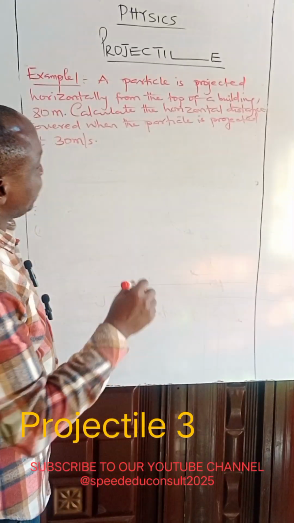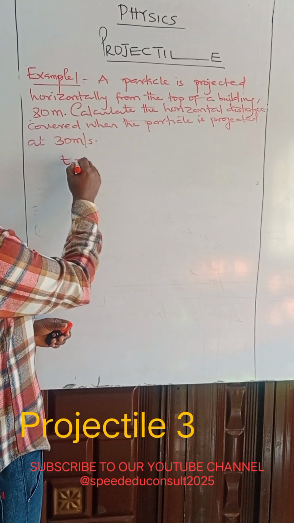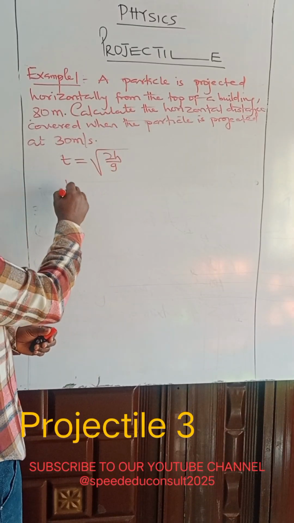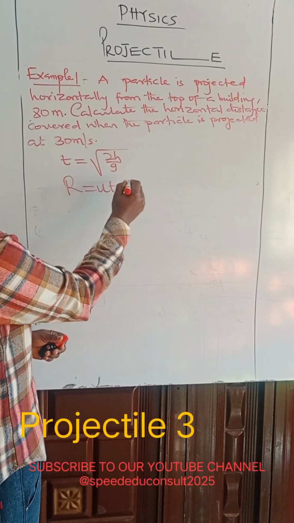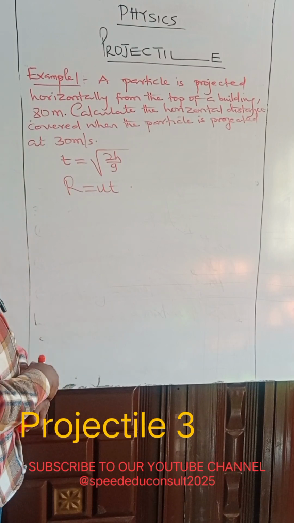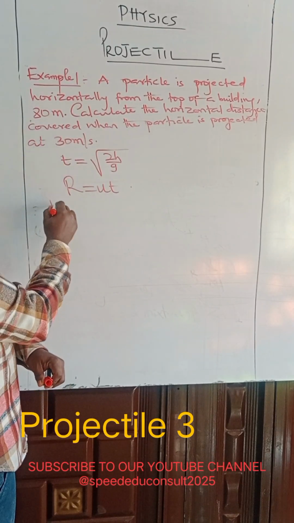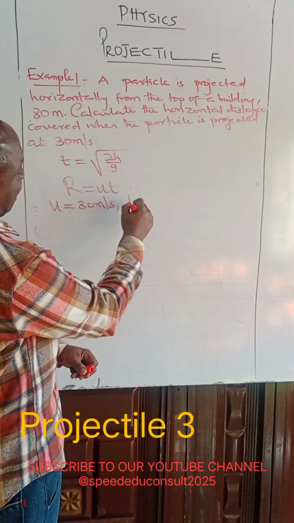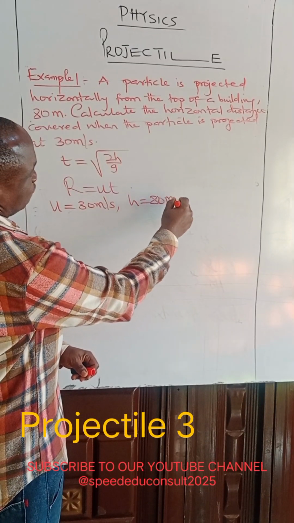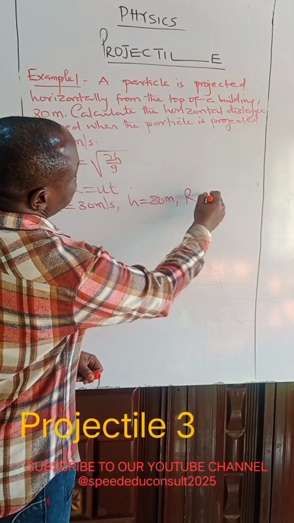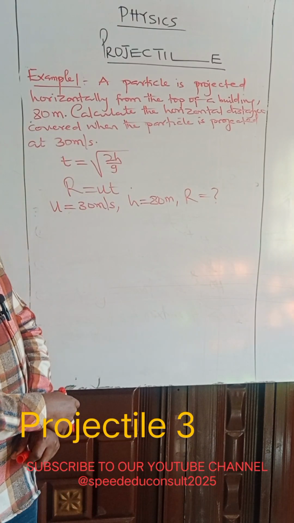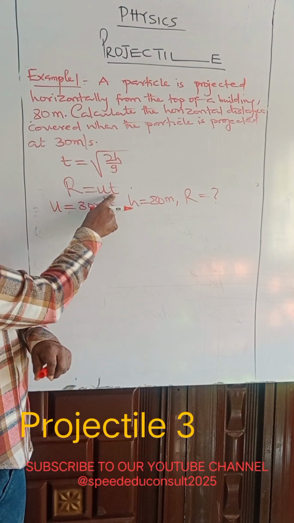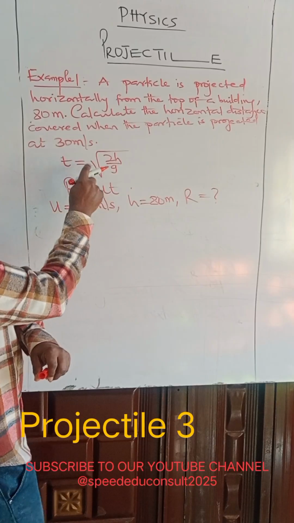In the first video, we derived under horizontal motion, t is equal to square root of 2h over g. We derived range to be equal to ut under horizontal motion. Now, in this question, we are given u to be equal to 30 meters per second, and height to be equal to 80 meters. So we have to find the range. How do we determine the range? Definitely 30 is given as u, but t is unknown. So we use this formula to get our t.